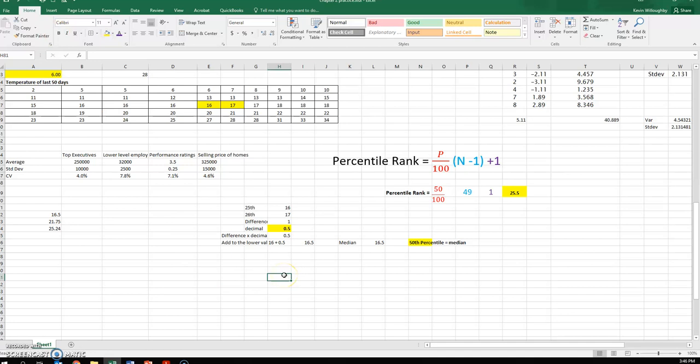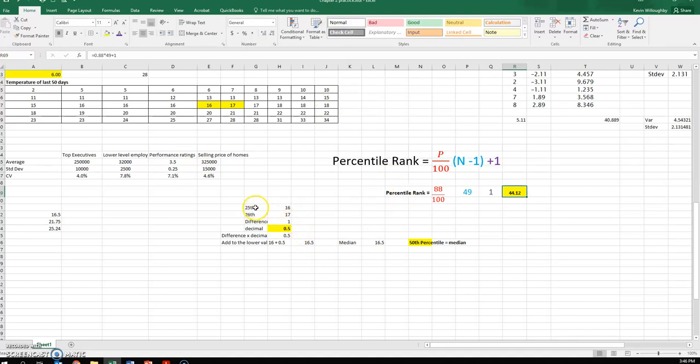Okay, what we're going to do now is calculate, on page 34, the 88th percentile. For the 88th percentile, we go back to this percentile rank process, and we substitute in 88. It's still 50 pieces of data, so it's still 50 minus 1, and then we add 1 at the end. We're going to do 88 divided by 100, which is 0.88, times 49, plus 1, which gives us a value of 44.12.